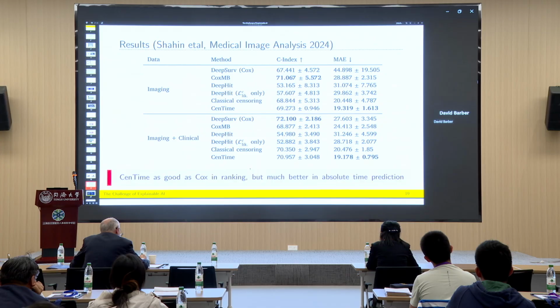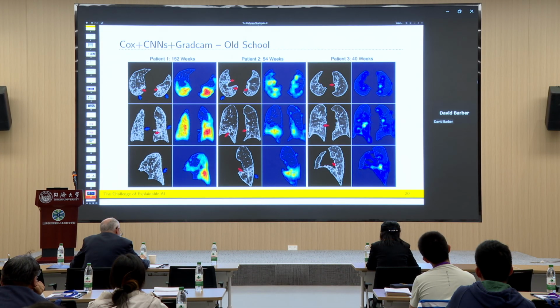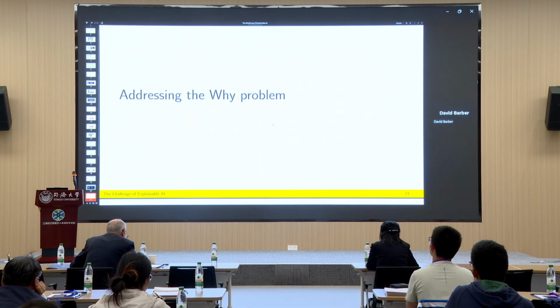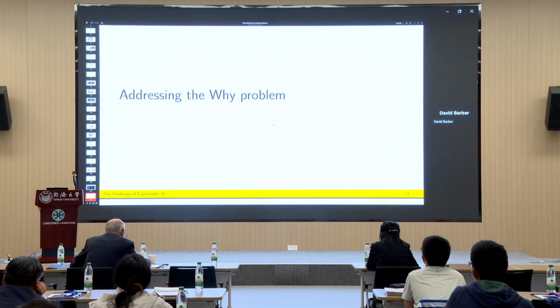but it's much better in terms of absolute time prediction. But the problem is that this was a convolutional deep neural network that we used to make the predictions. And when we tried to use something like GradCam to explain these predictions, what is it in these lung images that is making this poor outcome for patients, the results were very fuzzy. And this is, again, the common issue, how to interpret images in deep learning. I was personally not very satisfied with these results. So let's see if we can address how we can explain images better.